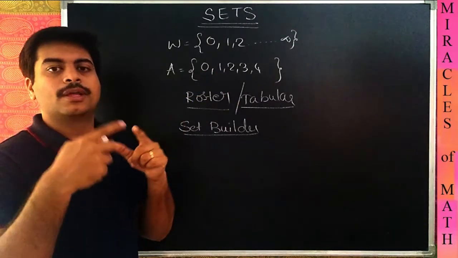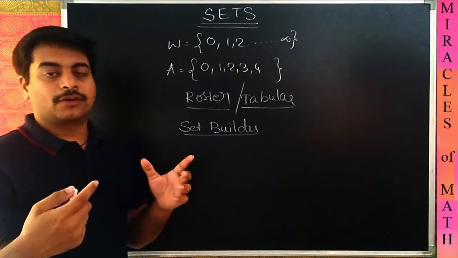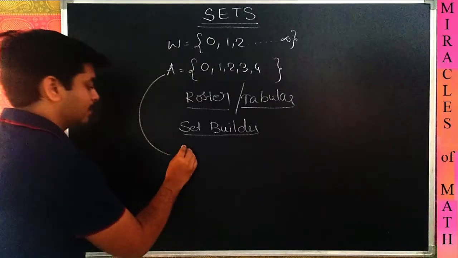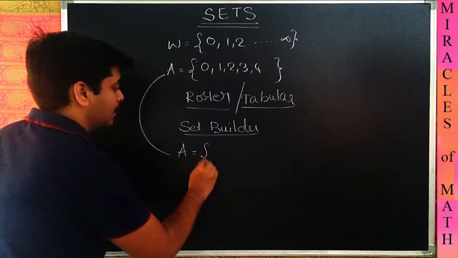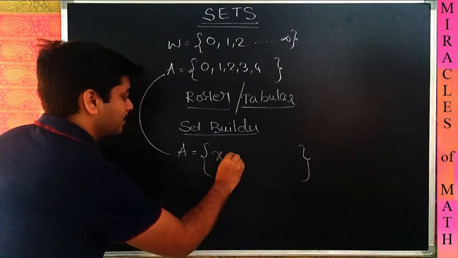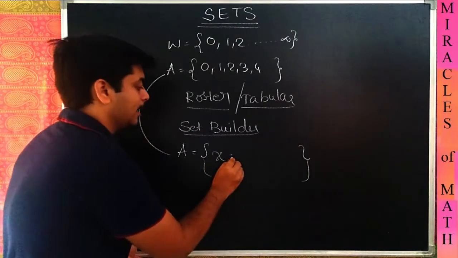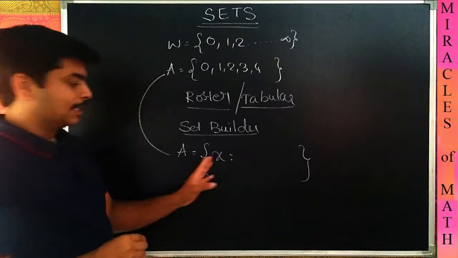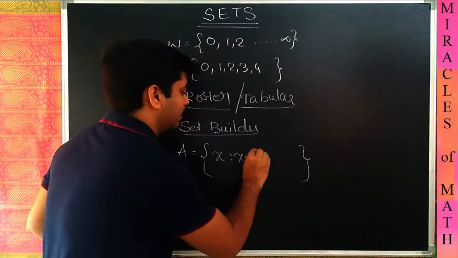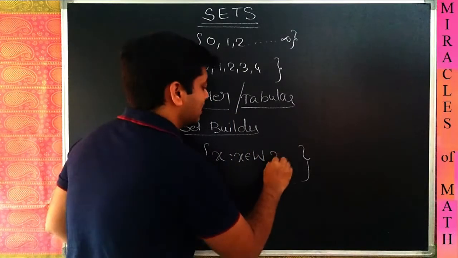What is spelled before? Set of all whole numbers less than 5. I will write the same set in this way. A is equal to set of all elements x. These two dots represent such that. Set of all elements x such that x belongs to whole number, and x is less than 5.